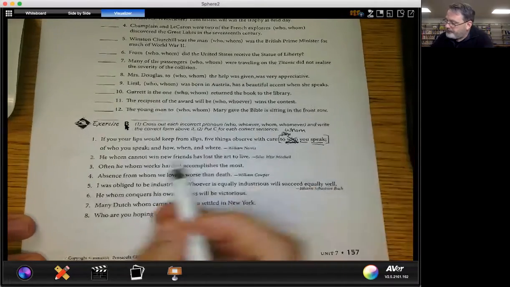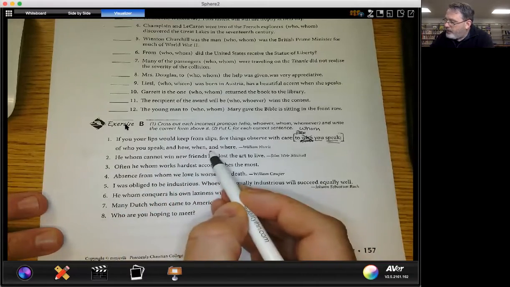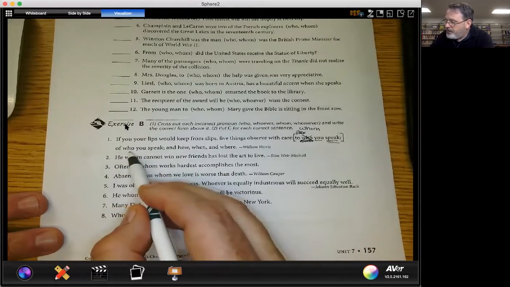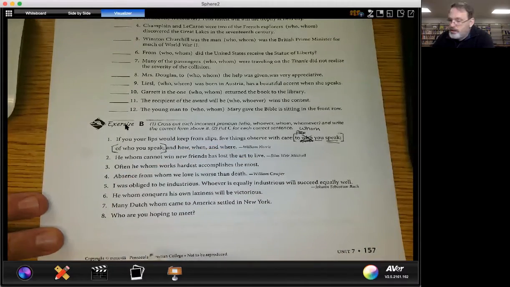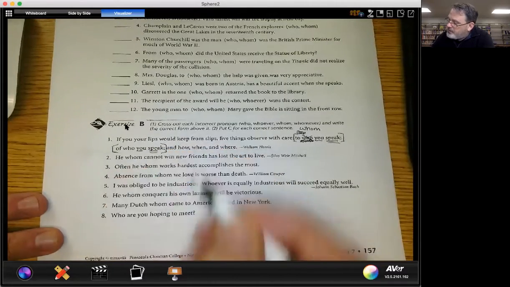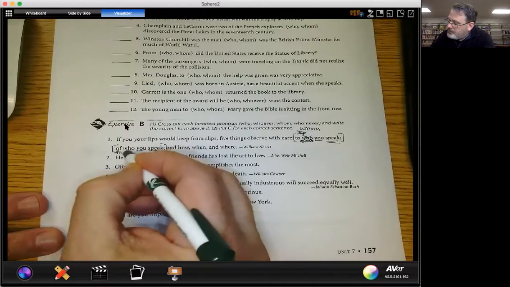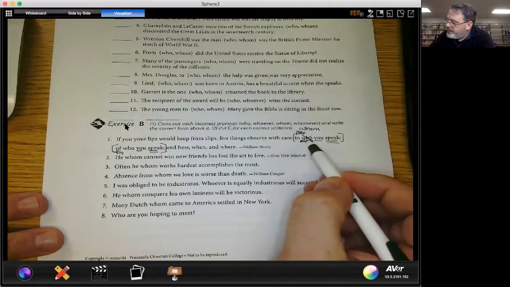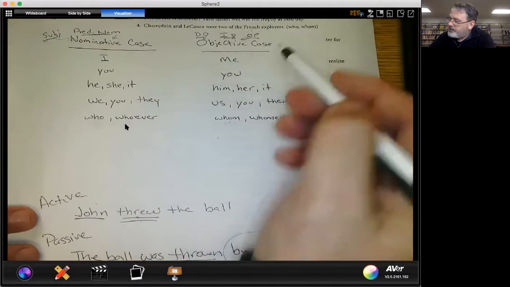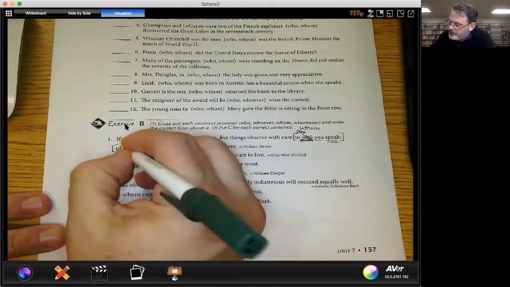Now you've got another one here. Of who you speak and how, when, and where. Of who you speak. Well, same thing. There's our bracketed dependent clause. There's a subject and verb. That's a preposition. This must be an object of a preposition. If it's an object of a preposition, just like here, it can't be who, it has to be whom, because objects of prepositions have to be objective case, and whom is an objective case pronoun. So we're going to cross out who, put whom.